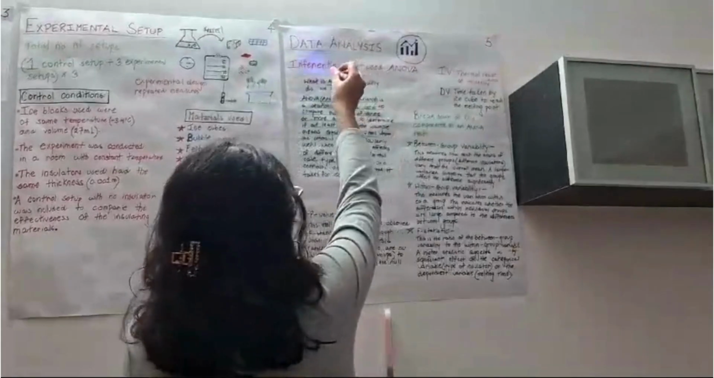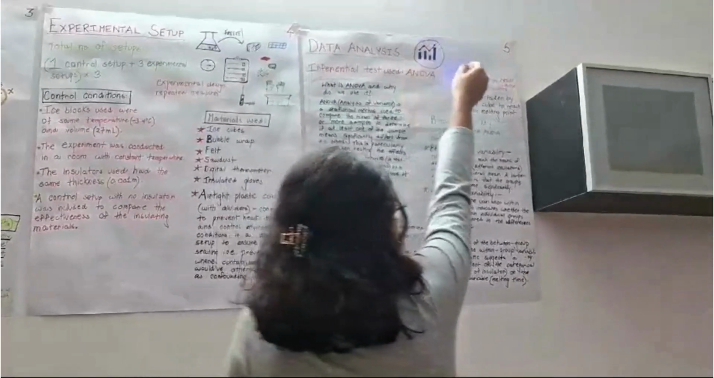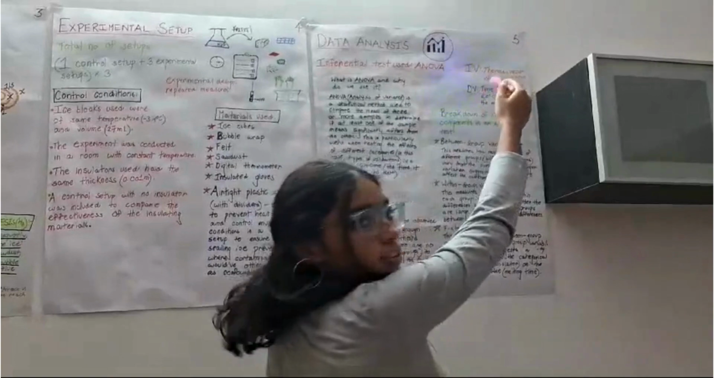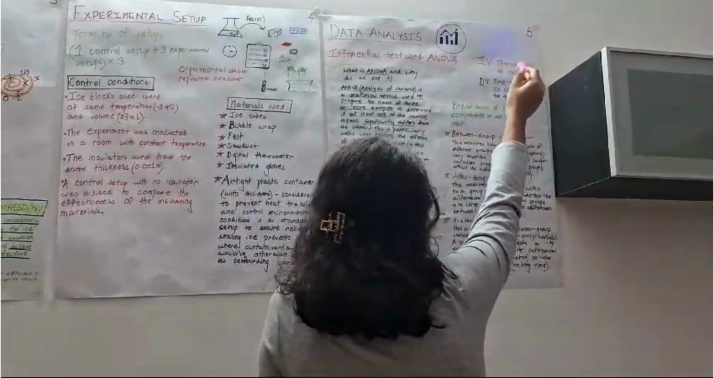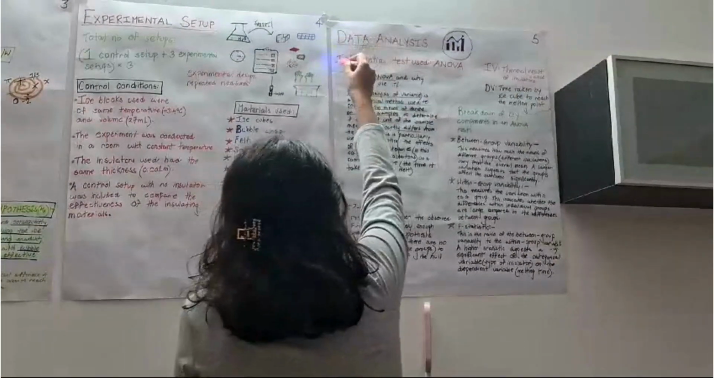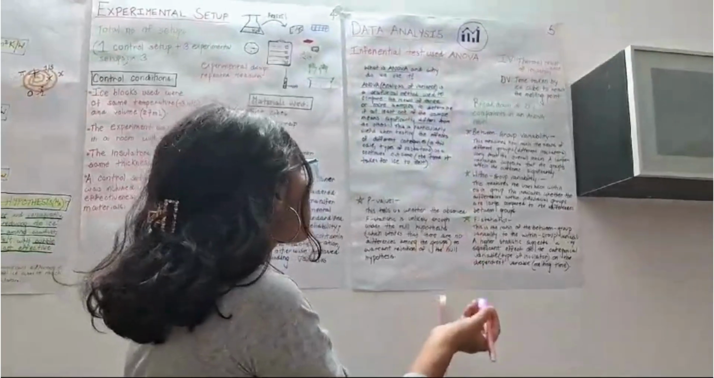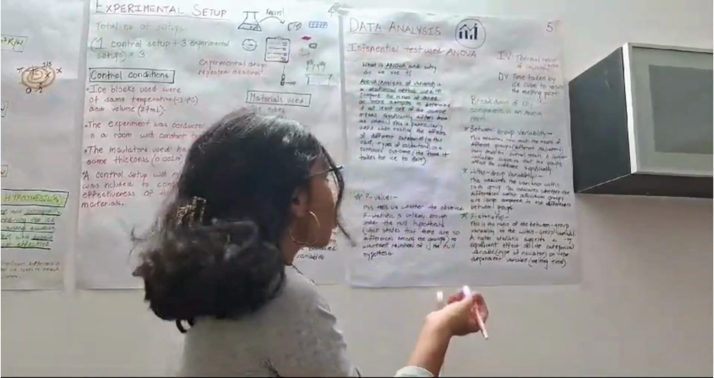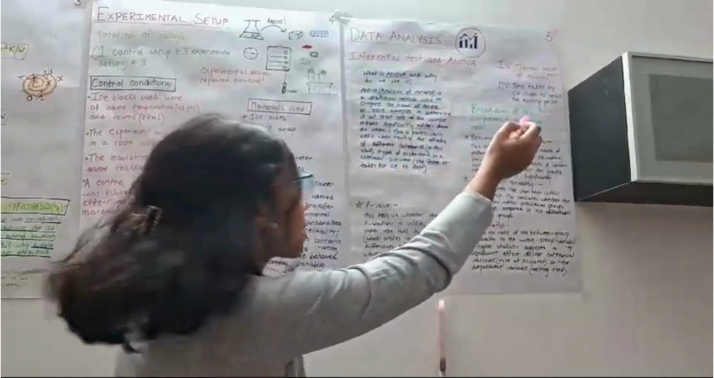So now let's come to the analysis of my data. My independent variable is the thermal resistance of the insulators, and my dependent variable is the time taken by each ice cube to reach the melting point. Now the inferential test which I have used is ANOVA. Now let's take a look at the background of ANOVA, what it is exactly.